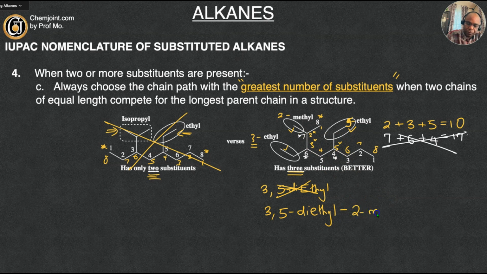So 2-methyl. I'm writing methyl next because M comes after E. Again, we don't consider the D. In this case, the di is not in parentheses to be considered. So 3,5-diethyl, 2-methyl, and then octane. That would be the name of that compound, with the ethyls on 3 and 5 and the methyl on 2. Longest chain, 8 carbons. So remember to go with the longest chain that maximizes substituents. That's what this is showing.